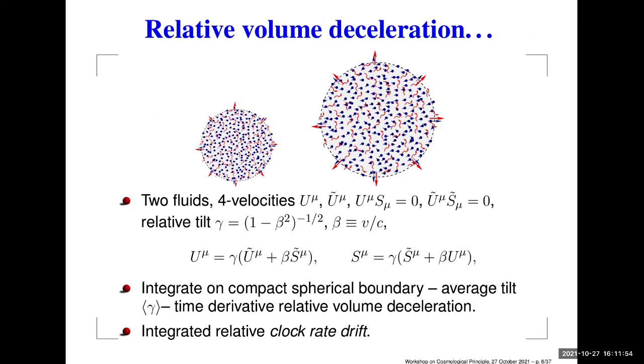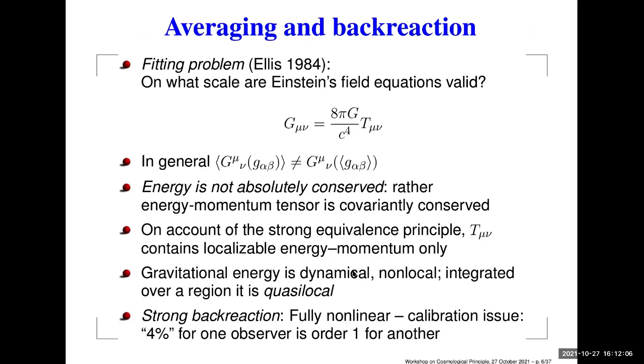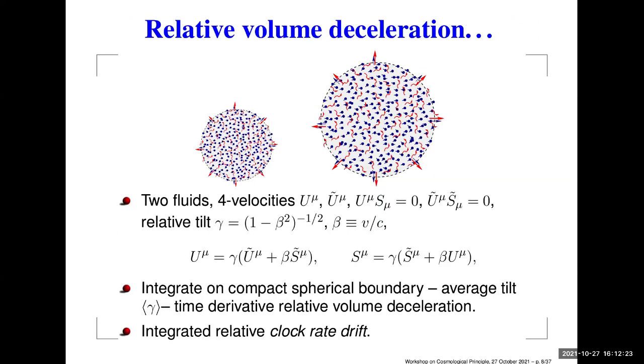So what I'm interested in is how you calibrate rulers and clocks when you are doing this problem, realizing that actually we don't have Killing vectors, we don't have exact symmetries. The best we can do is think about quasi-local energy. And that is one of the hard problems in general relativity. There's no unique definition. So what I'm concerned with is how we actually calibrate rulers and clocks. And we've heard a lot about tilt here. So let me give an example of what I'm talking about.